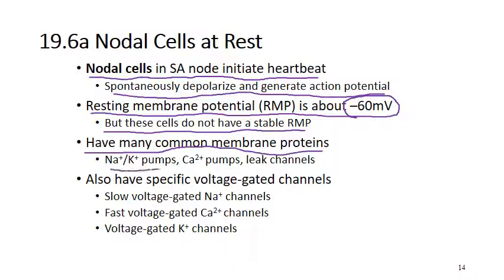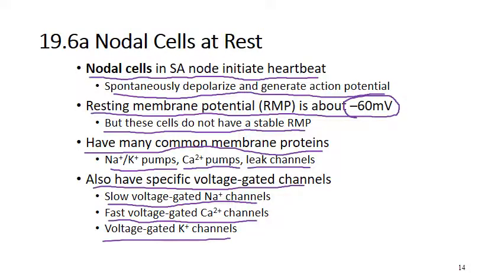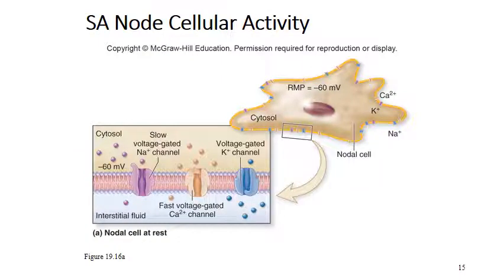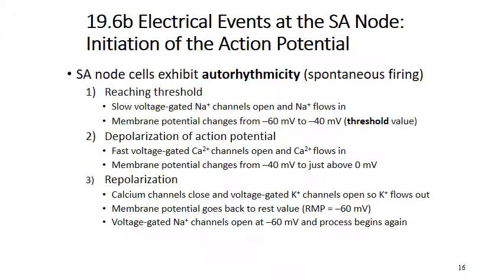So many are going to have common membrane proteins. So we've got our sodium and potassium pumps, our calcium pumps, and our leak channels. They also have specific voltage gated channels. So we have our slow voltage gated sodium channels, our fast voltage gated calcium channels, and then our voltage gated potassium channels. So we can see those here, all those different channels, our calcium, our potassium, and our sodium. And notice the nodal cell is a lot different looking than our skeletal or our cardiac muscle cells.